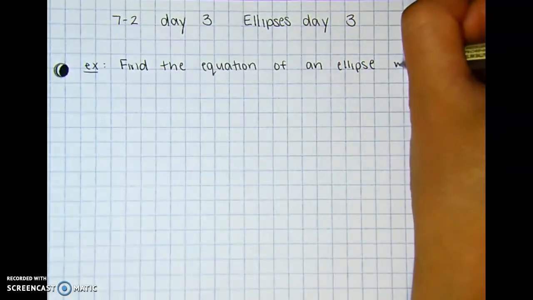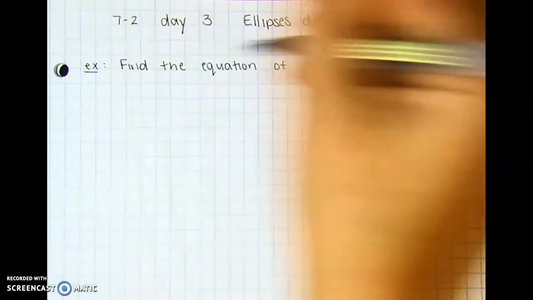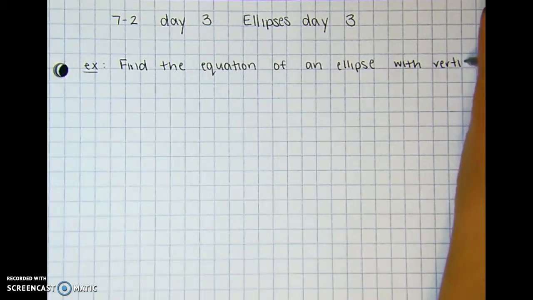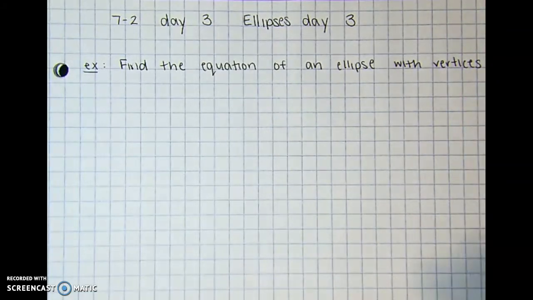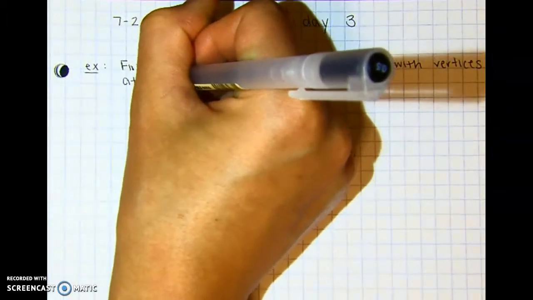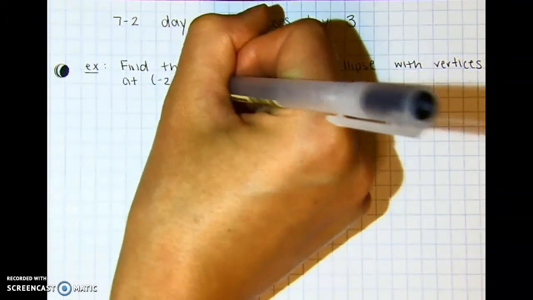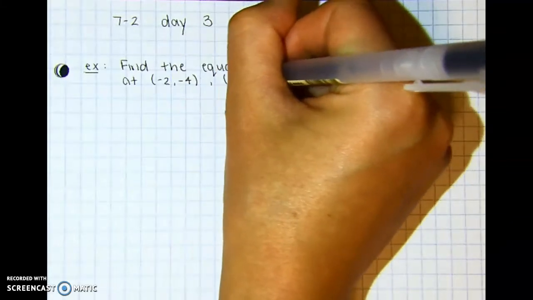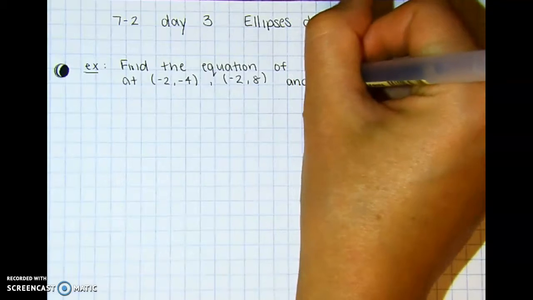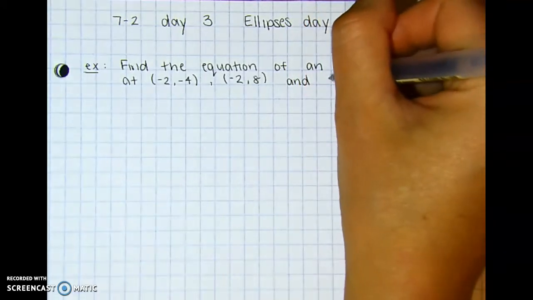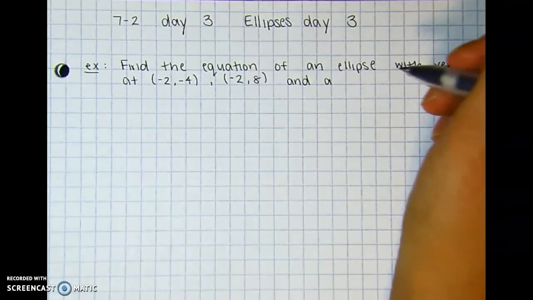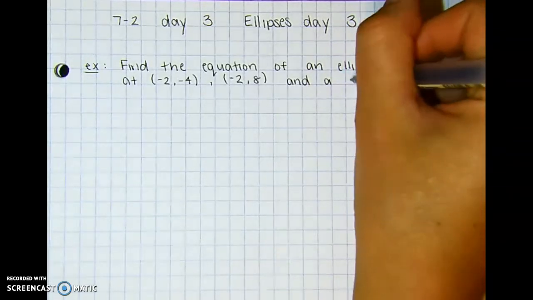with vertices at -2, -4, and -2, 8, and a minor axis length of 10.